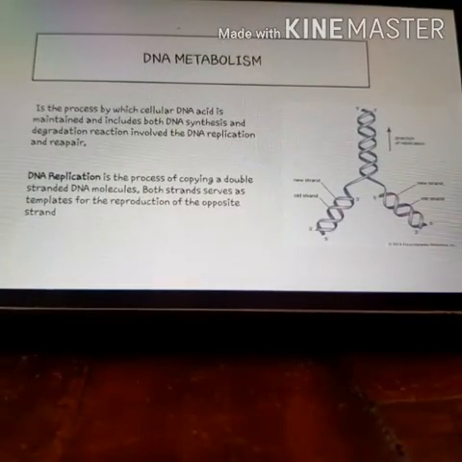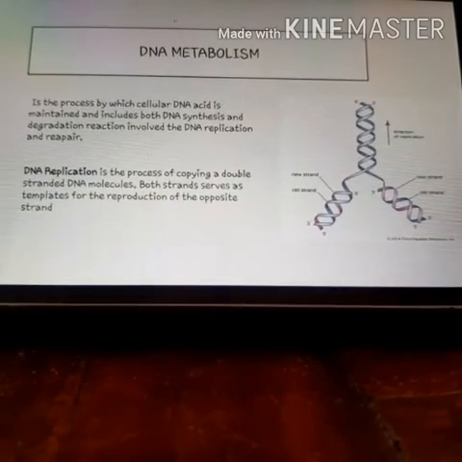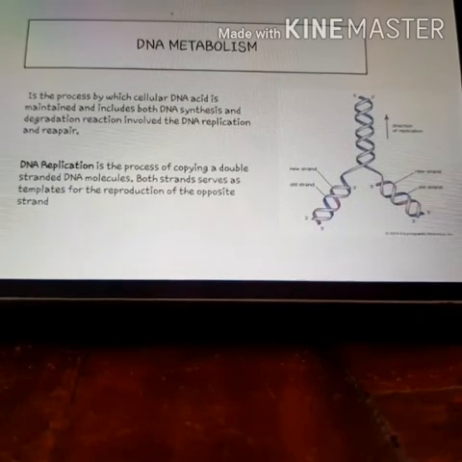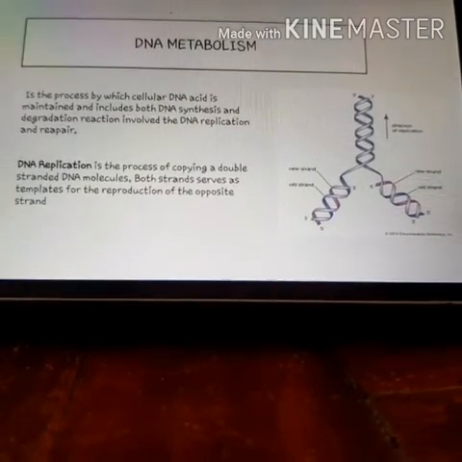Transcription and replication both involve making copies of the DNA in a cell. Transcription copies the DNA into RNA, while replication makes another copy of DNA. That's all for today.